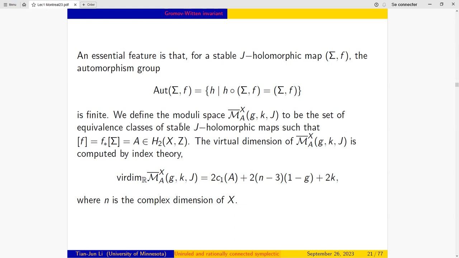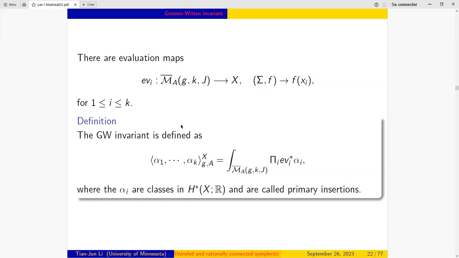And then using index theory, you can compute the dimension. The index is zero in our case, so this is the dimension formula: n plus c_1(A), plus k, where k is the number of marked points, and n is the complex dimension. So this is the virtual dimension. Of course, there's a whole story with technical difficulty, which I'm not going to go into.